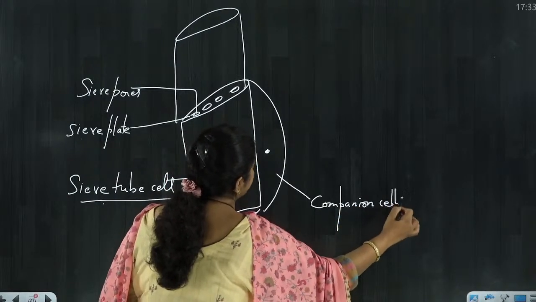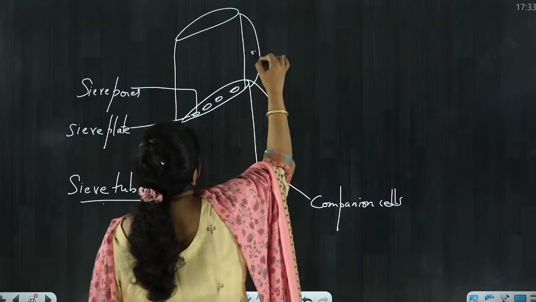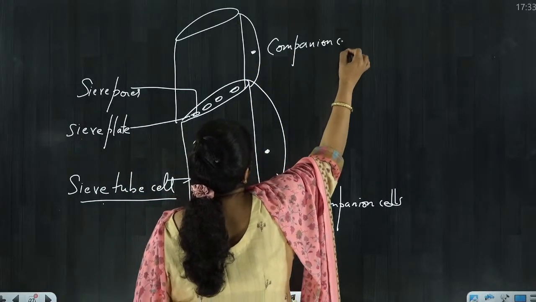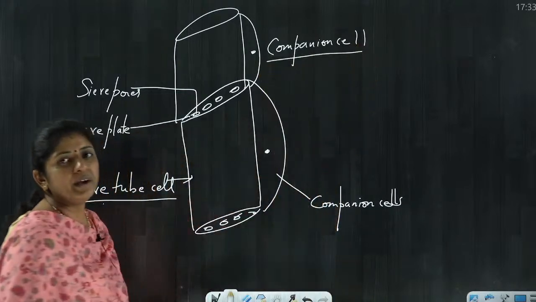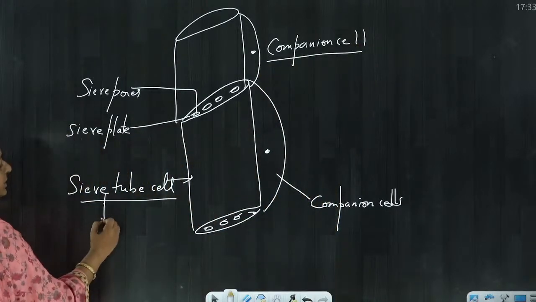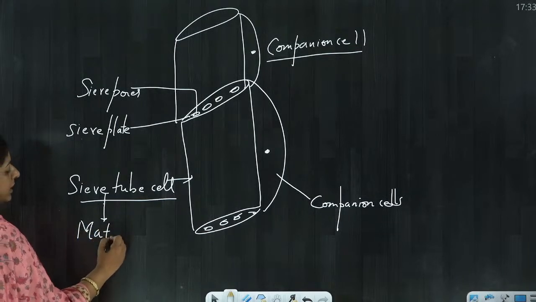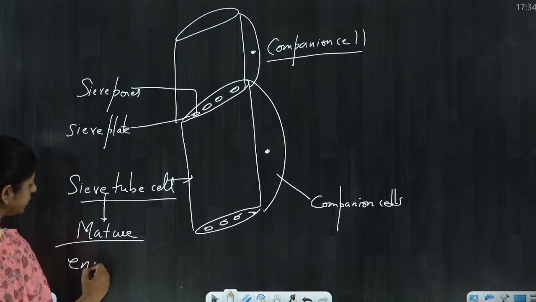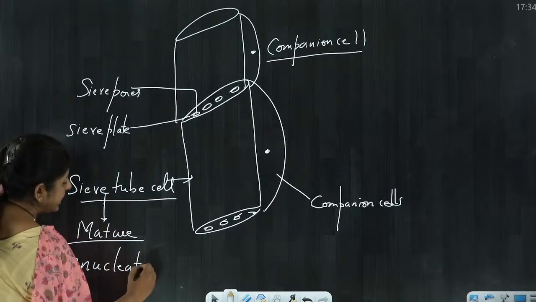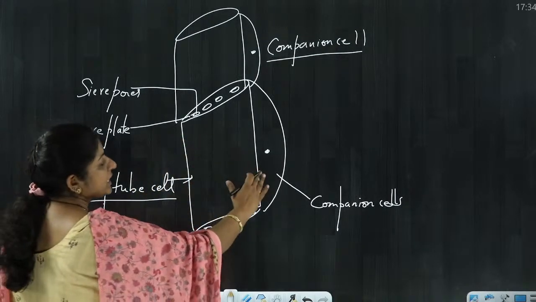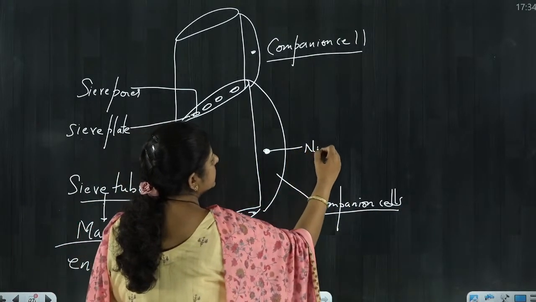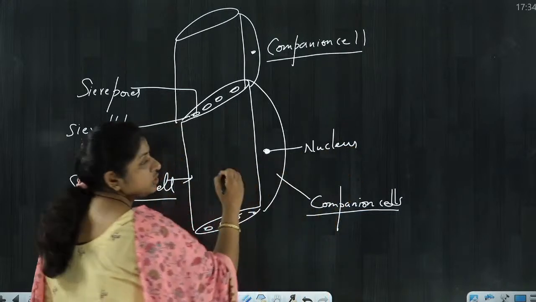The word is like a friend. Even this is what cell? Companion cell. Why companion cells are required? Because these sieve tube cells, when they get mature, they will lose their nucleus. They become enucleated. That's why to control its process, they need a company of a cell which is controlling all its function by its nucleus.